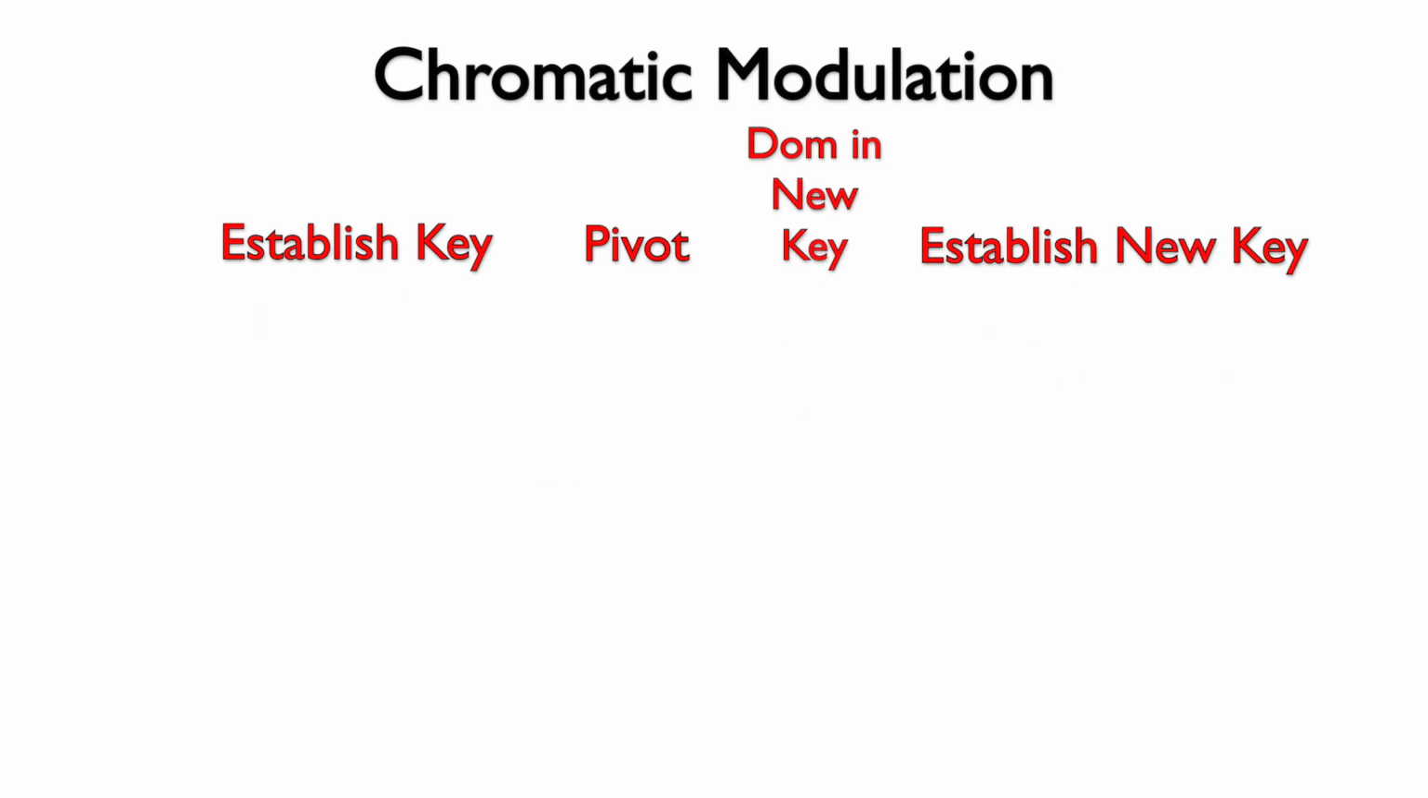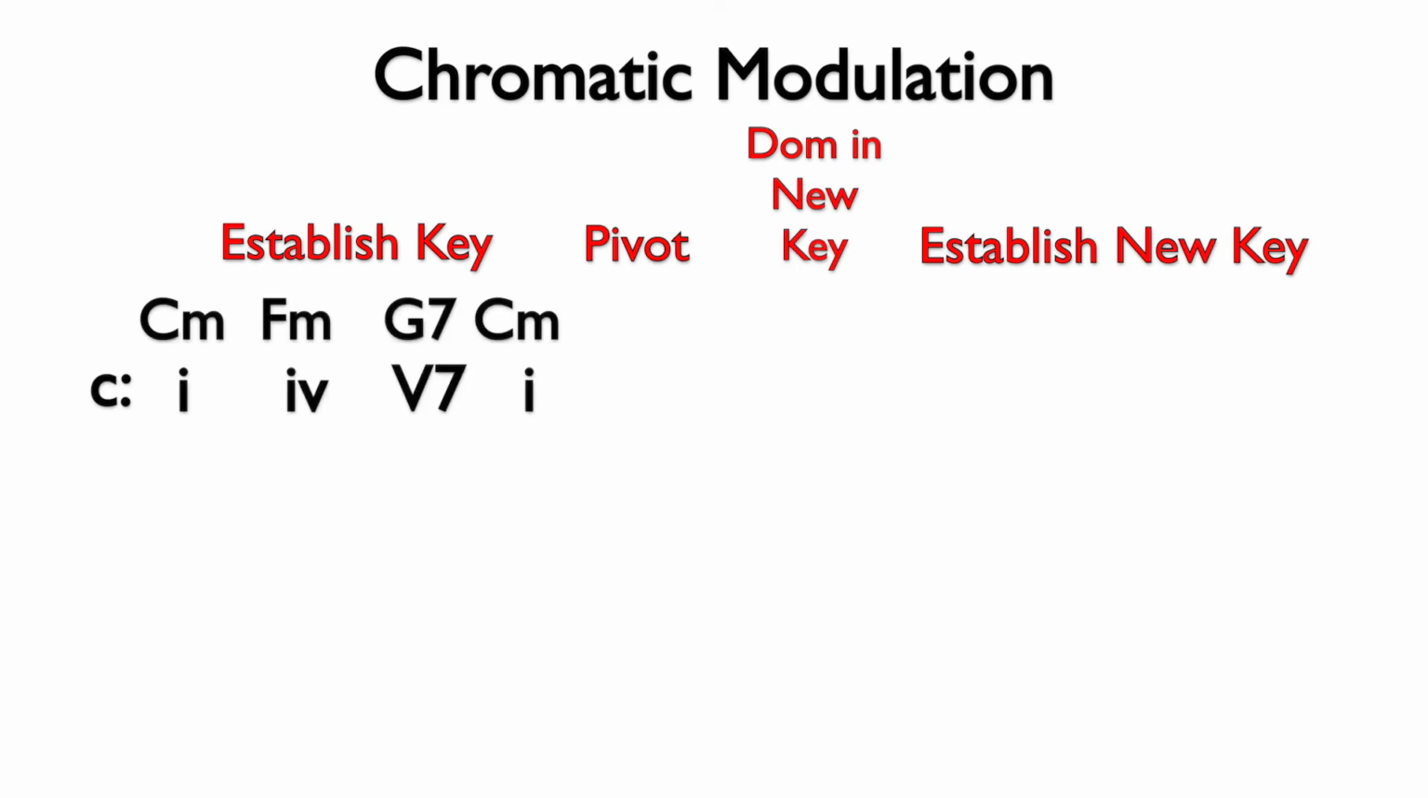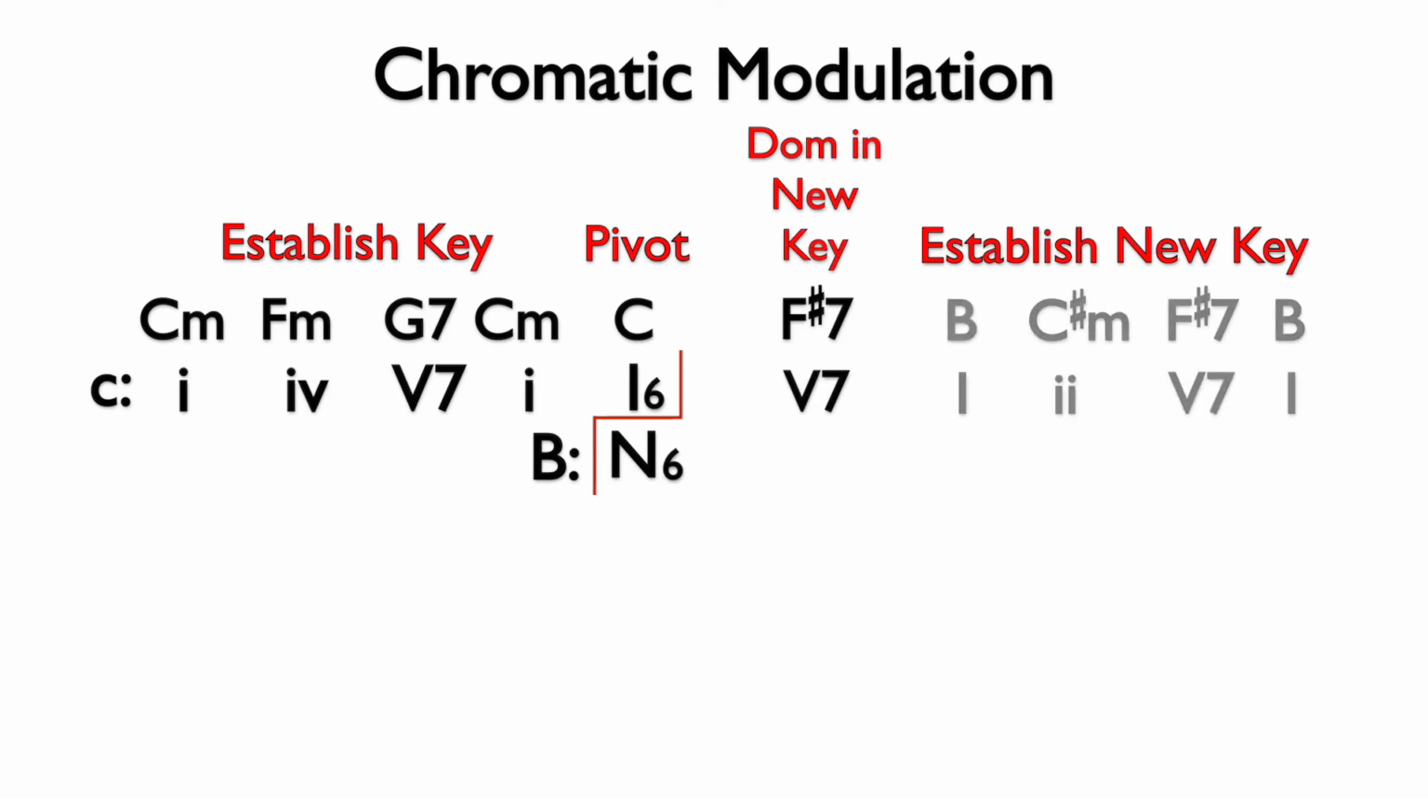Let's start this progression in the key of C minor. First, we will establish the key with minor 1, minor 4, 5, 7, and 1. Next, let's use a borrowed major 1 chord as a pivot. Let's have the chord become the Neapolitan in the key of B. We will follow with the dominant in B and establish that key. Here is the sound of this progression.